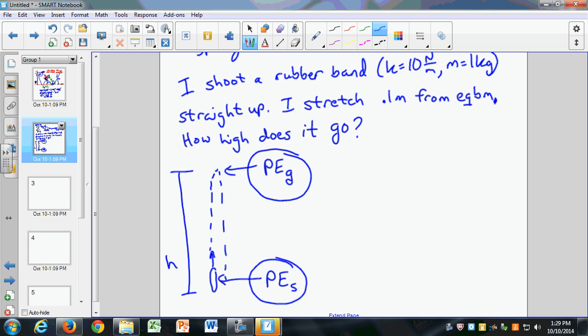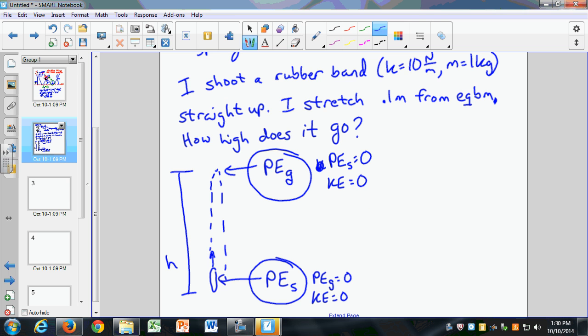And so I know that down here, the gravitational potential energy equals 0. And up here, the elastic potential energy equals 0. I also know that the kinetic energy here equals 0. And we'll talk about this in just a minute, but for now, let's just say that the kinetic energy down here equals 0. Sort of true, sort of not true. I'll tell you what I mean in just a second, okay?